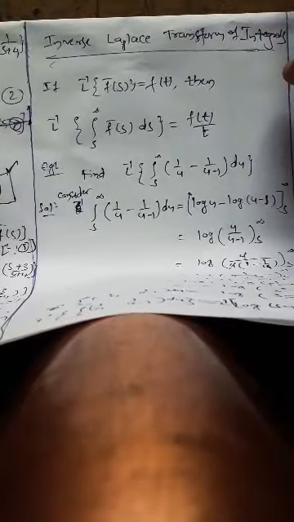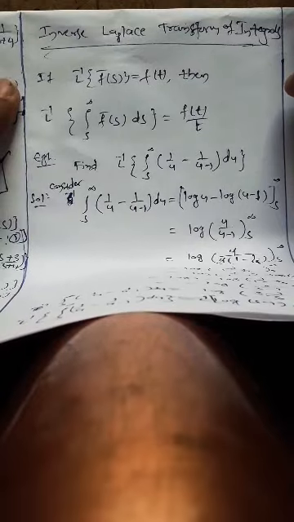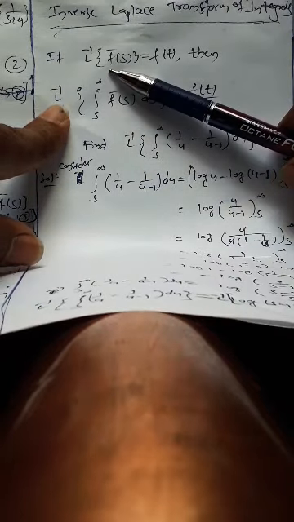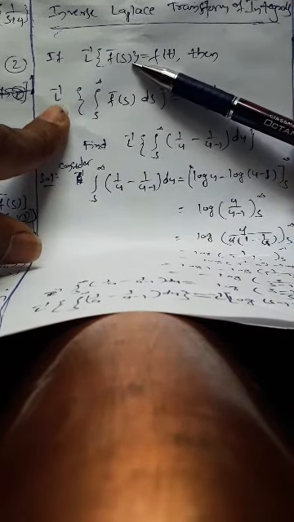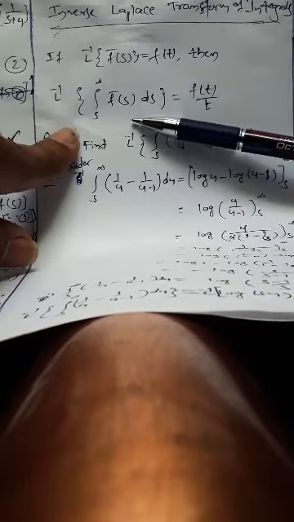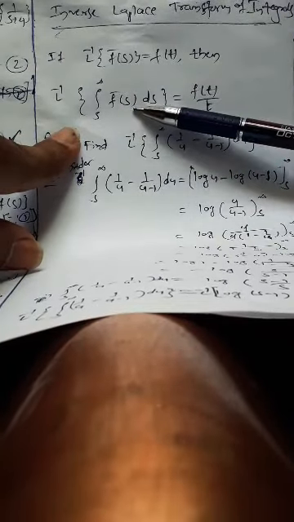Okay, now the final one, here we have inverse Laplace transform of integrals. So here is one different problem in the inverse Laplace transform. The formula is, we know that L inverse of f bar of s is equal to f of t, then L inverse of the integration from s to infinity of f bar of s ds is equal to f of t by t. Here we have a problem. Find L inverse of the integration from s to infinity of du.